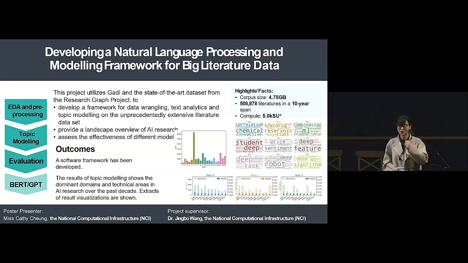So in this project, we want to examine what is the latest development and trends in artificial intelligence. We want to try to categorize AI into different sub-areas or topics and find out what are the most impactful ones. So in order to get the big literature data, we make use of the Research Graph platform.